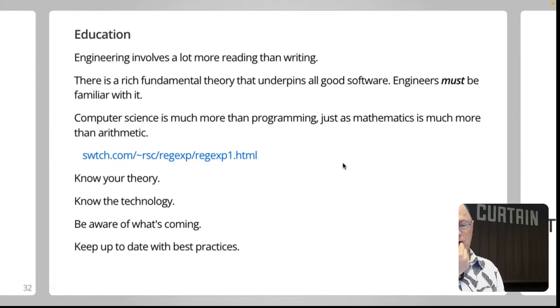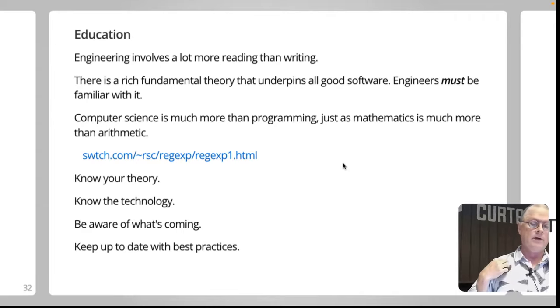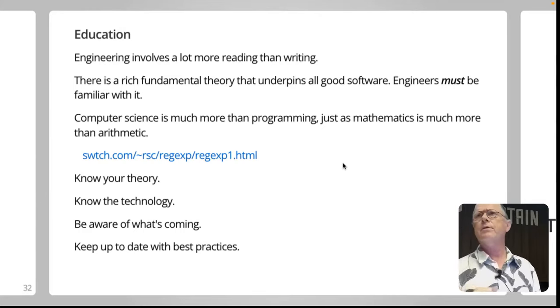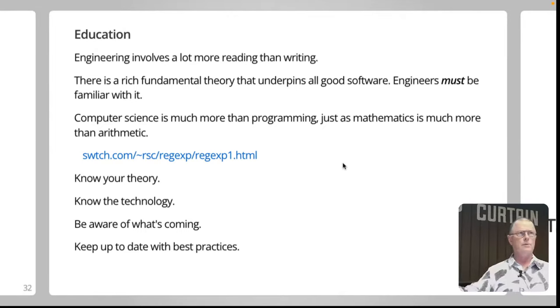And another thing you should probably do is understand that because engineering involves a lot more reading than writing, you're going to be learning a lot. In fact, there's a lot of stuff to learn in computing. And one of the things that I find with students who are fresh out of school, even if they're really good programmers and really sharp, they often have fairly large gaps in their understanding of computer science. And I'm talking about computer science, not programming.